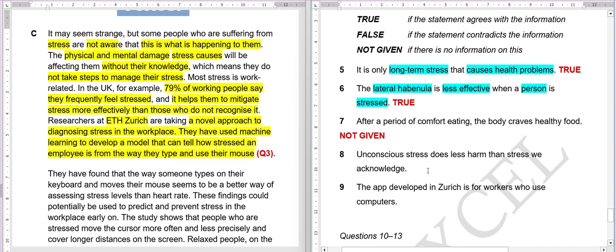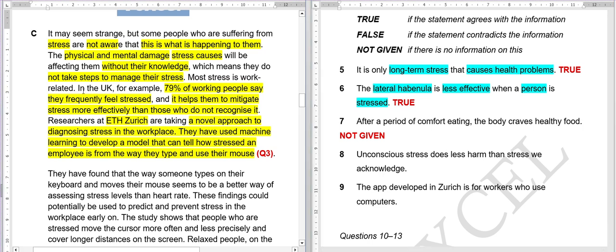Now, when will the answer to this question be true? When the question says unconscious stress does less harm than the stress we acknowledge. So when you are unconscious about your stress, it is not as harmful as the stress that you acknowledge. If that is the case, then the answer will be true. But if you know about your stress levels and you try to solve it so that it doesn't harm you much, then compared to those who are not trying to solve it, the answer will be false. And when we don't know what happens to acknowledged or unacknowledged stress, the answer will be not given.